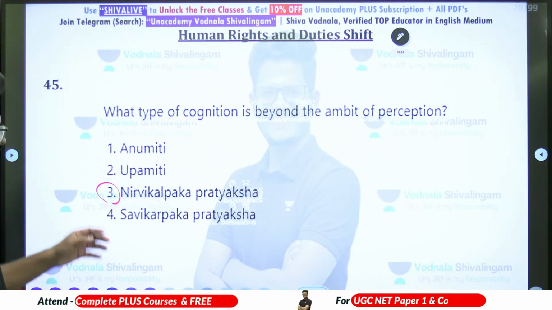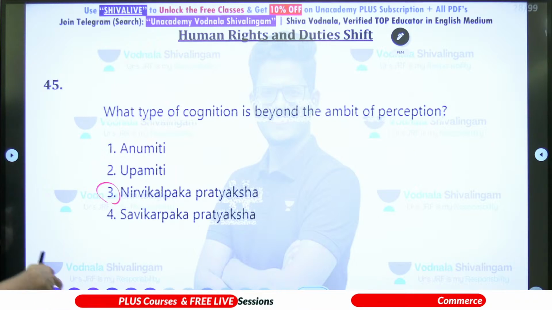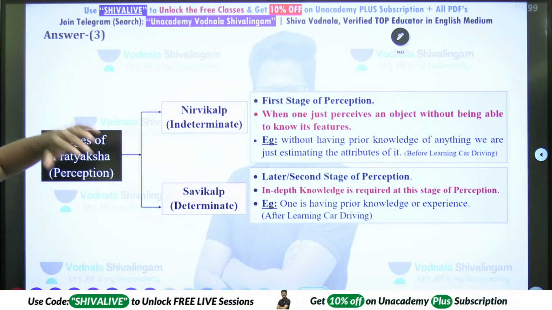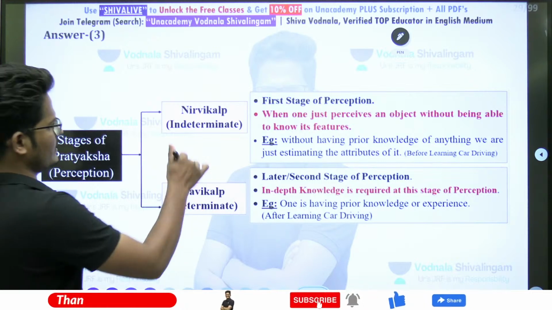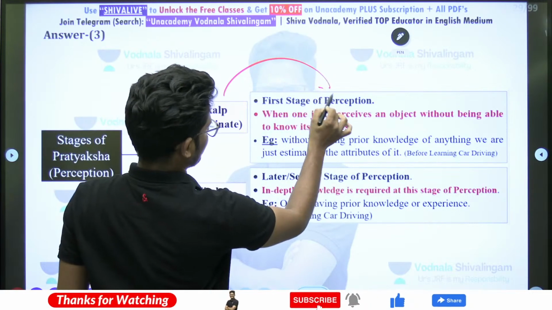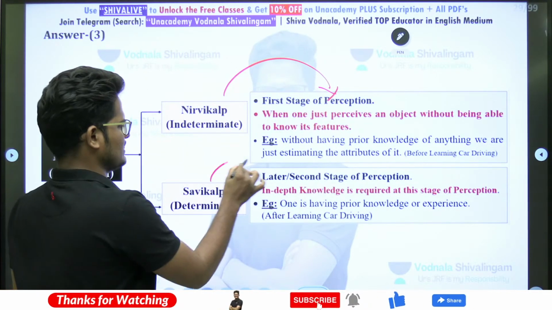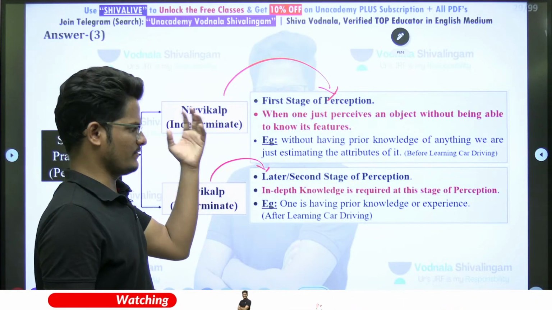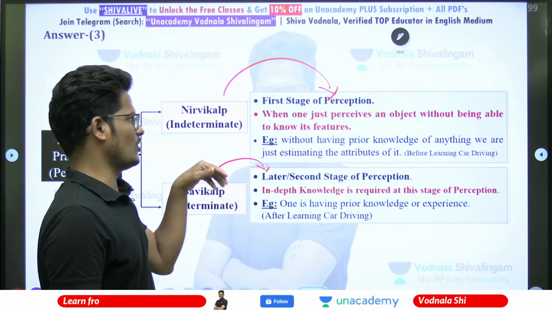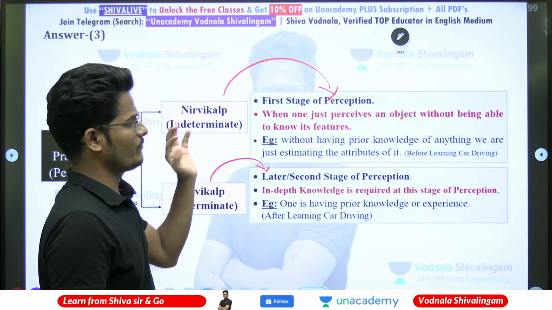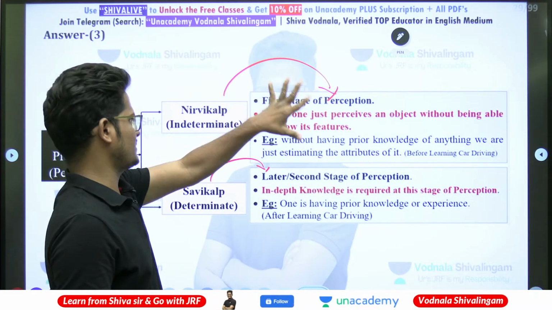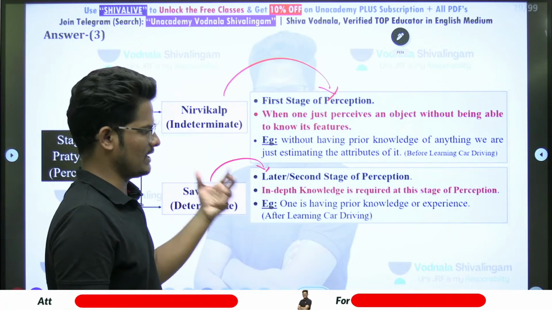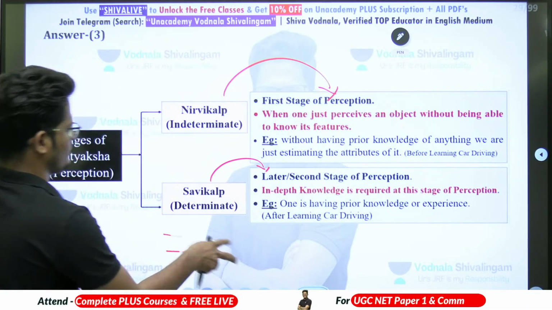Nirvikalpa pratyaksha and Savikalpa pratyaksha, 2 types are there. Nirvikalpa is beyond the ambit of perception. Nirvikalpa is indeterminate, Savikalpa is determinate. Nirvikalpa is the first stage of perception when we don't know anything. When we know something, that is determinate, which is Savikalpa. So having experience is Savikalpa, not having experience is Nirvikalpa, simply. When we are perceiving for the first time, that is Nirvikalpa. When we are perceiving multiple times after getting an experience, that is Savikalpa.